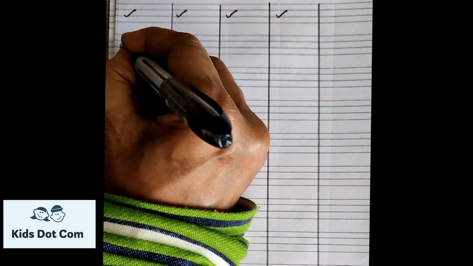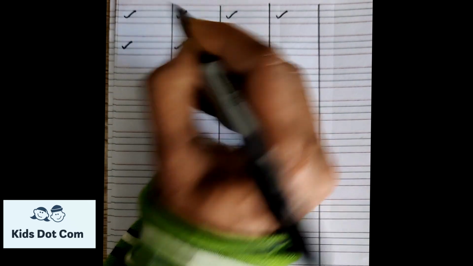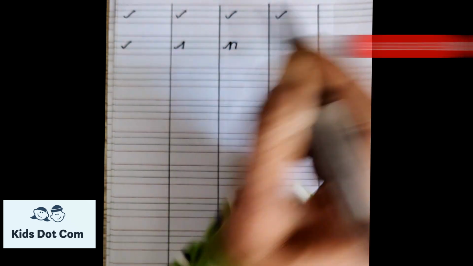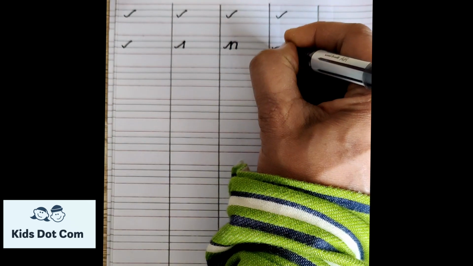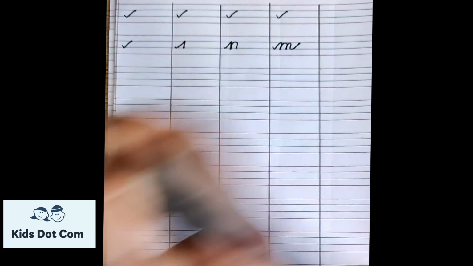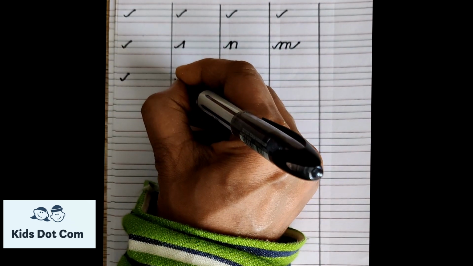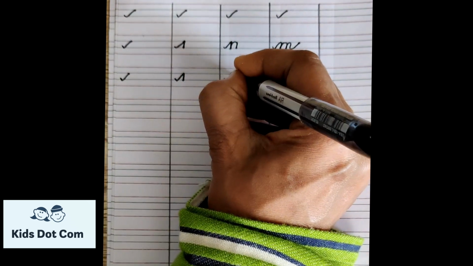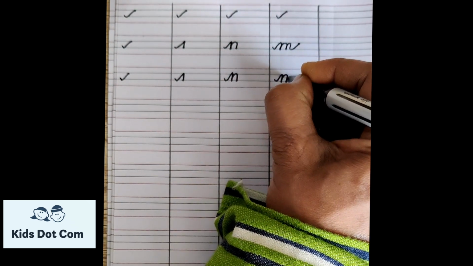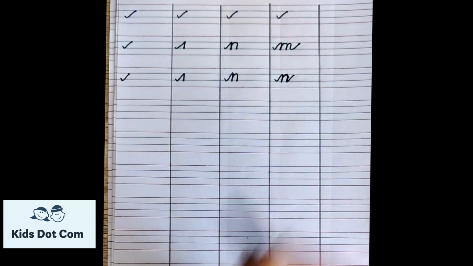How to write M? First go up. Here go up, come down. Here go up, come down, again go up. Here come down, go up and touch the blue line. M. N in the same manner. Straight line here and again last M, and touch the blue line.